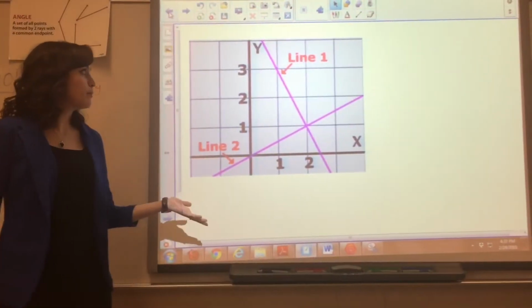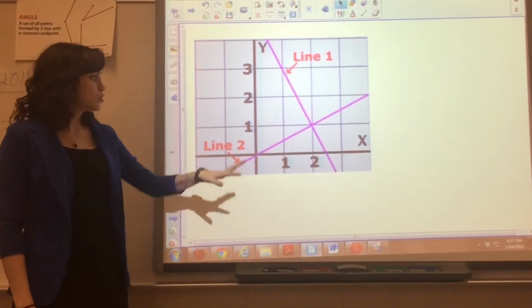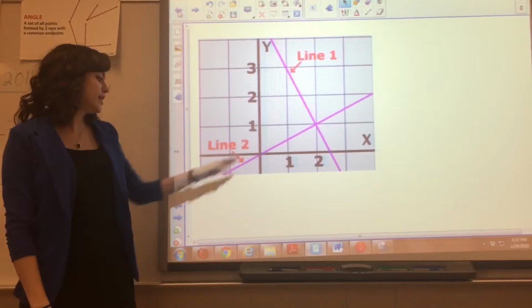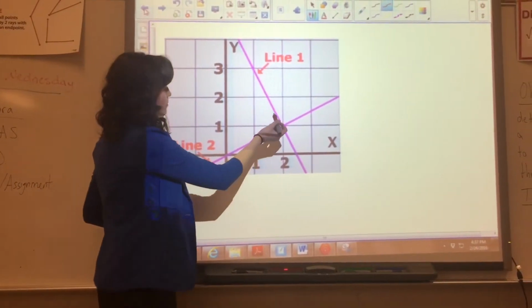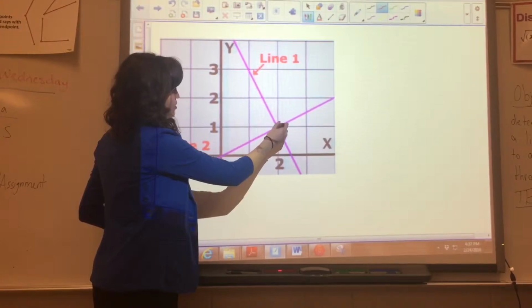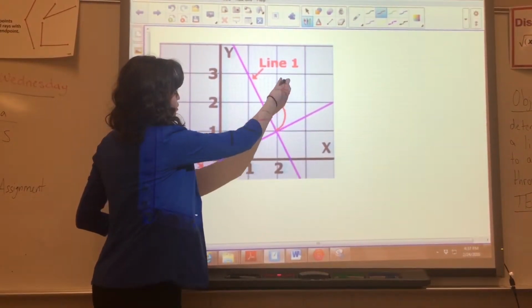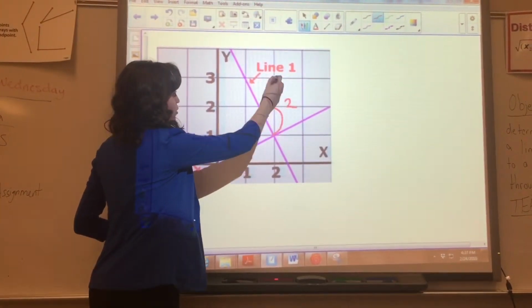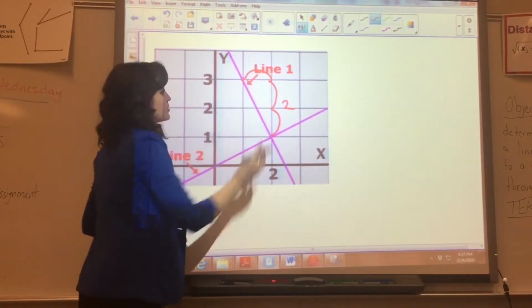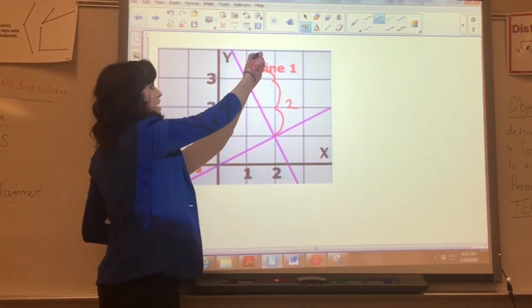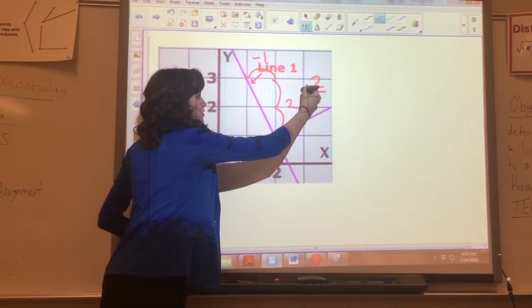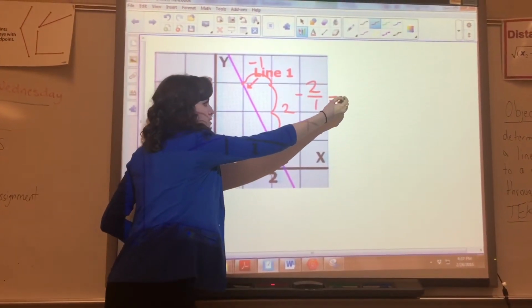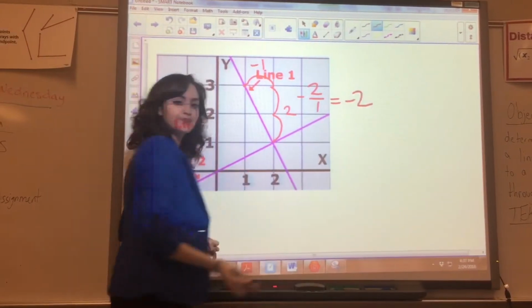So this is an example of perpendicular lines. So we're going to get the slopes of line 1 and line 2. Let's see what we get here. So starting at a point here, we're going to rise 2 and go 1 to the left. So if we're going 1 to the left, that makes it negative. We rose 2 and went to the left once. This is equal to negative 2.